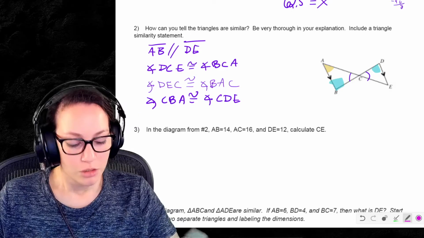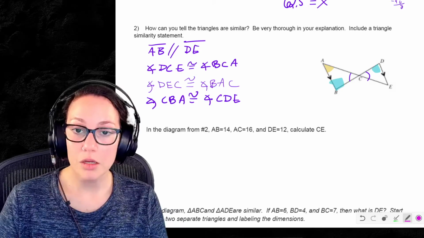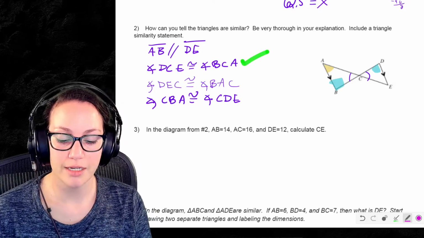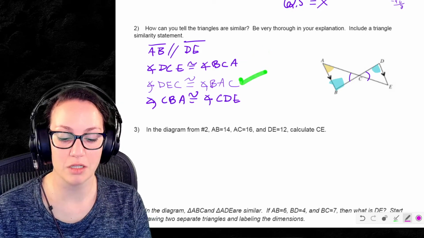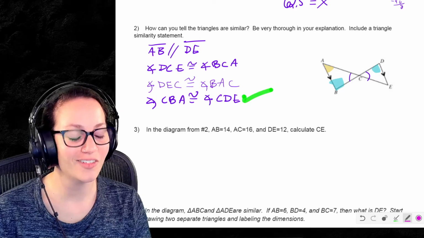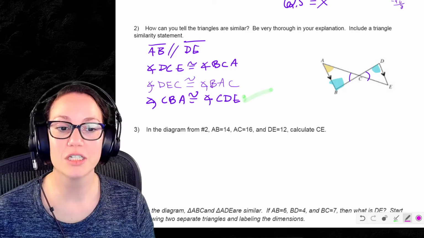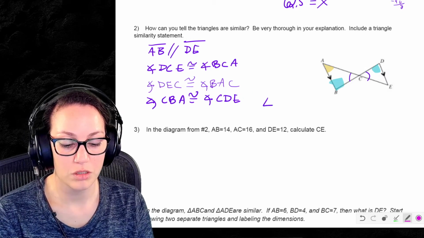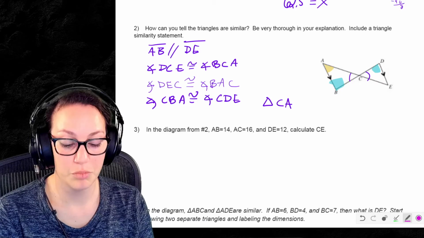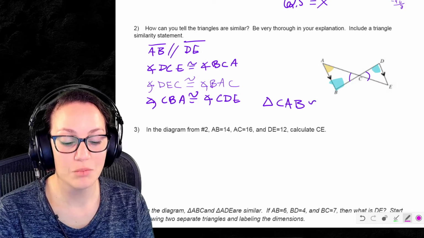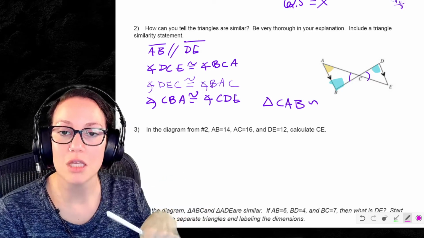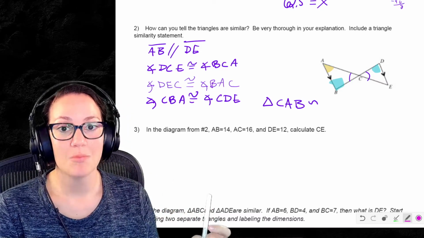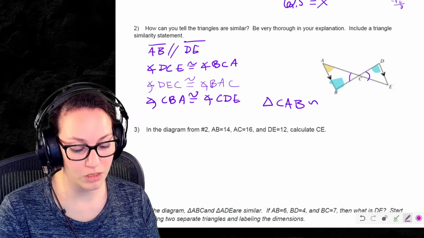Okay, so if we take stock of what we have now, we've got an angle, another angle, and last but not least, another angle. So for our similarity statement, we would say that triangle CAB is similar. Notice we ditch the little equal sign underneath because they're similar. They're not the same size, they're not congruent, but they have the same proportions. So this is what we use for similar.